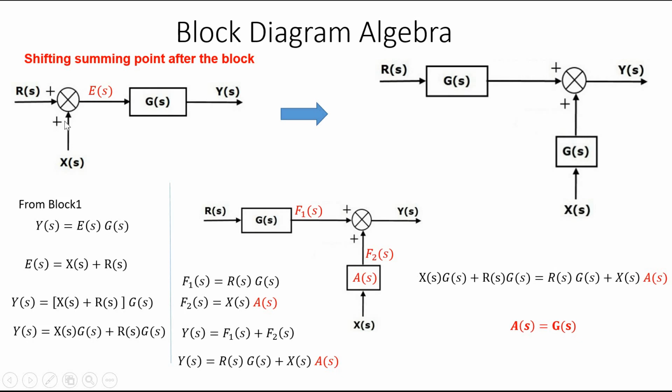If we are shifting this summing block after a block, we have to multiply the input by g(s). So we have to add, instead of this one where there is no gain, this value g(s) if we are transferring this summing block to after this block. So we can easily transfer this to this side.